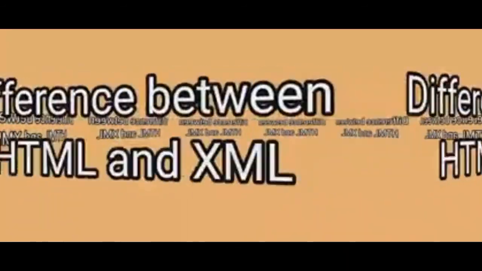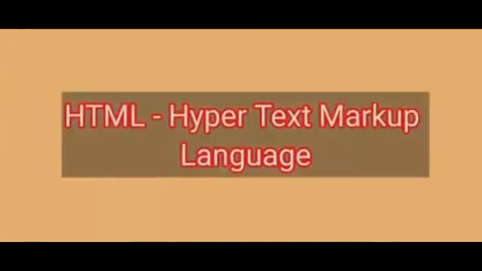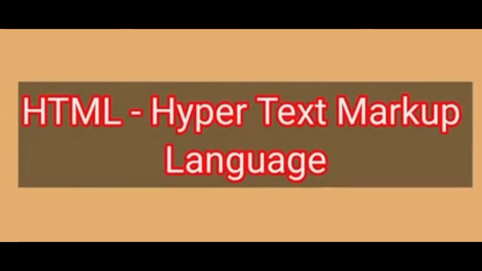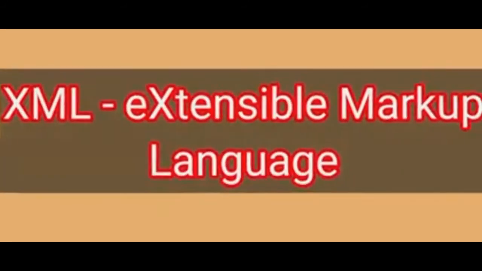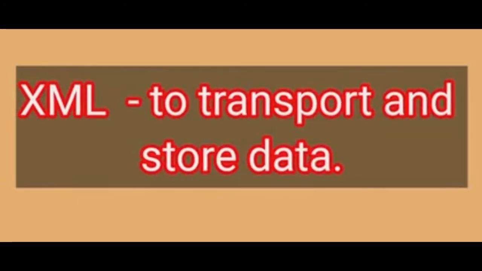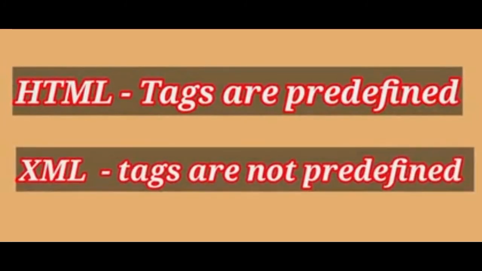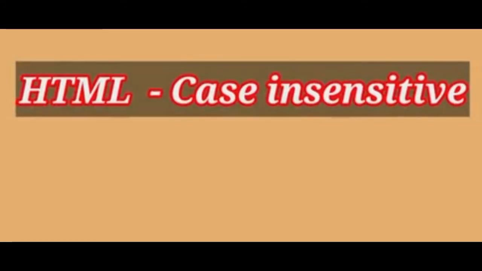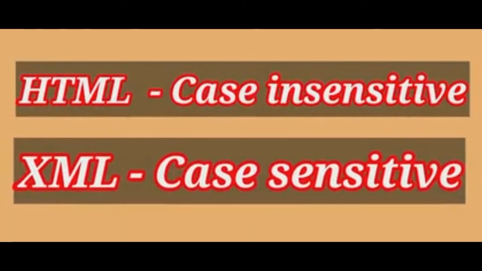Difference between HTML and XML. HTML stands for Hypertext Markup Language and XML stands for Extensible Markup Language. HTML was designed to format and display data, and XML was designed to transport and store data. HTML tags are predefined, and XML tags are not predefined. HTML is case insensitive, but XML is case sensitive.